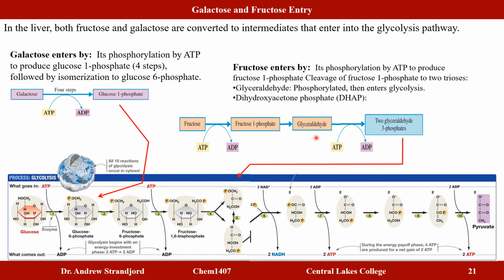Another chemical reaction turns that into glyceraldehyde. Another chemical reaction reacts with another ATP molecule to form 2 glyceraldehyde 3-phosphates. They can enter into the glycolysis process right here at step number 5.